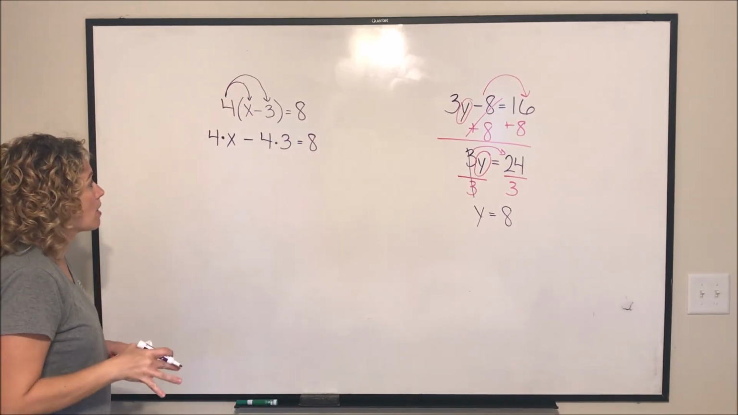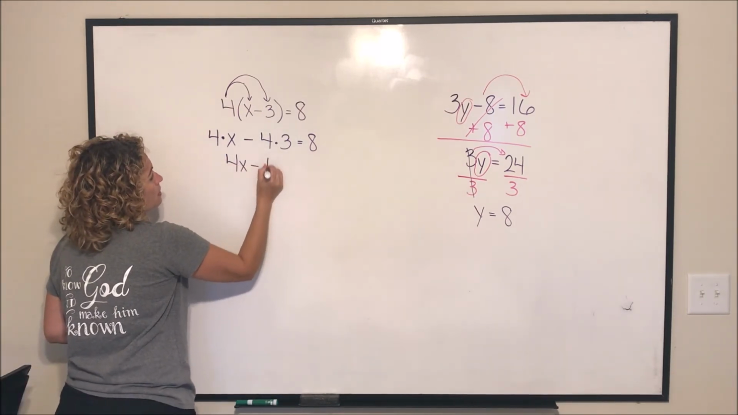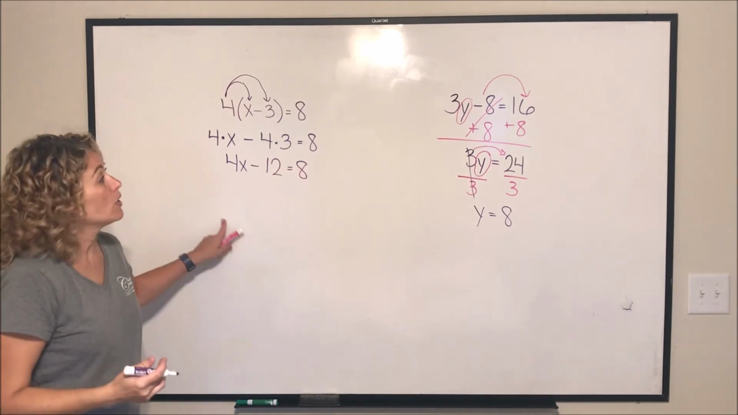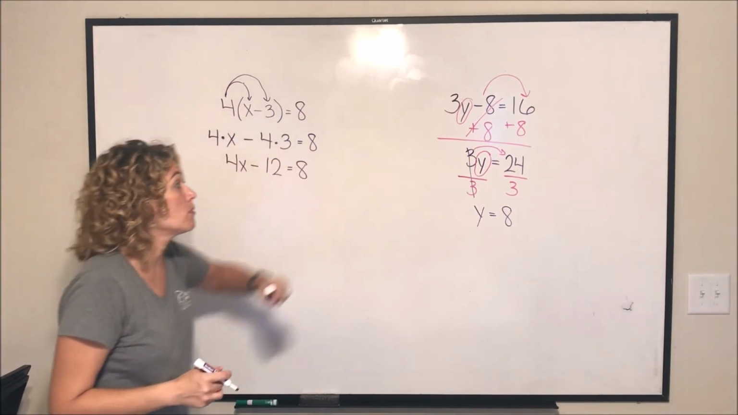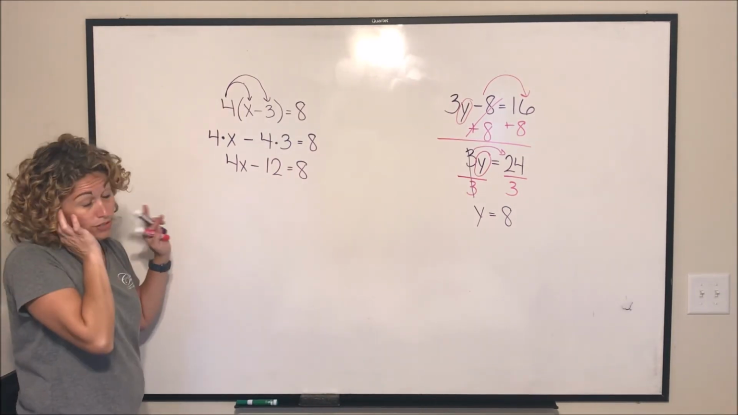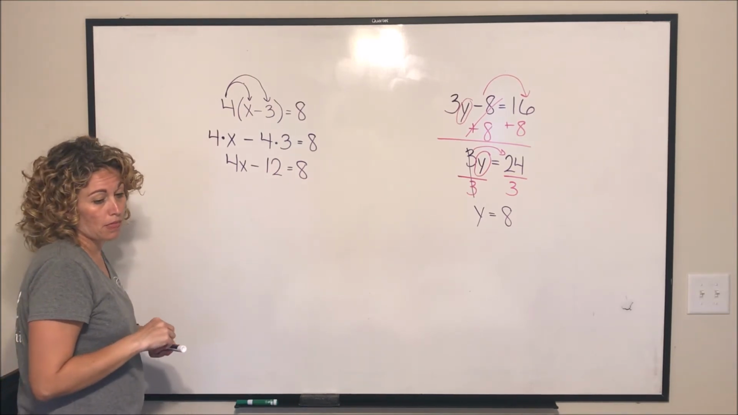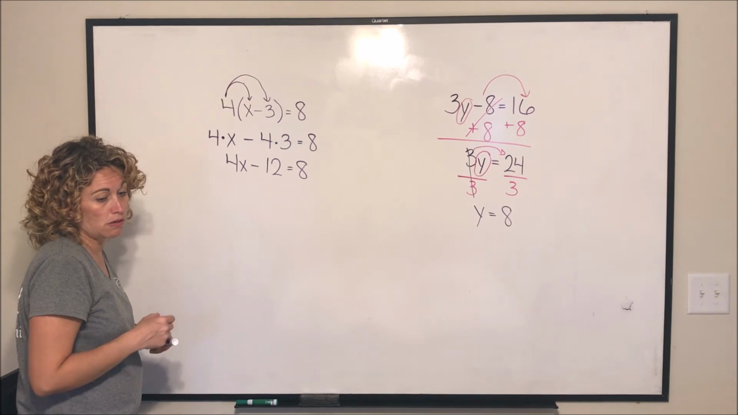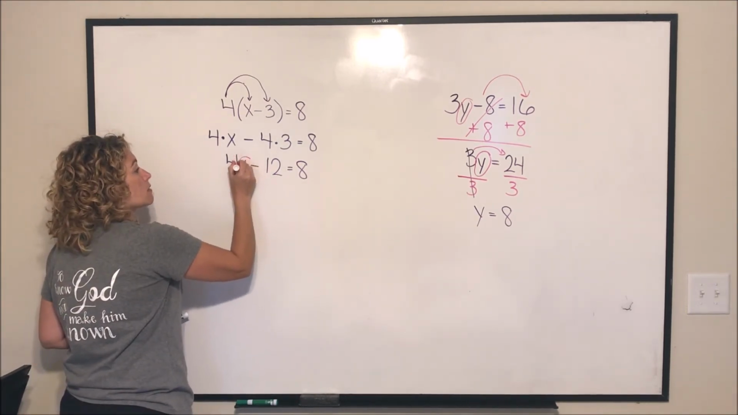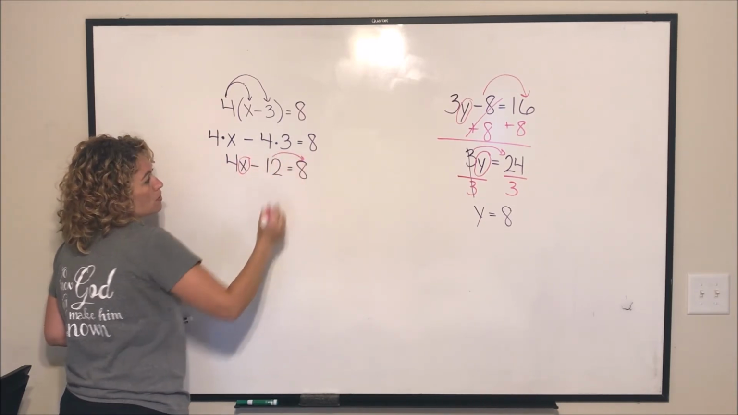Okay, you need to take care of that first, and then you have to simplify. That gives us 4x minus 12 equals 8. Now you are right back to this type of problem which you can solve. Okay? So if you didn't remember this part, push pause and solve this. Okay. All right, we are solving for x.